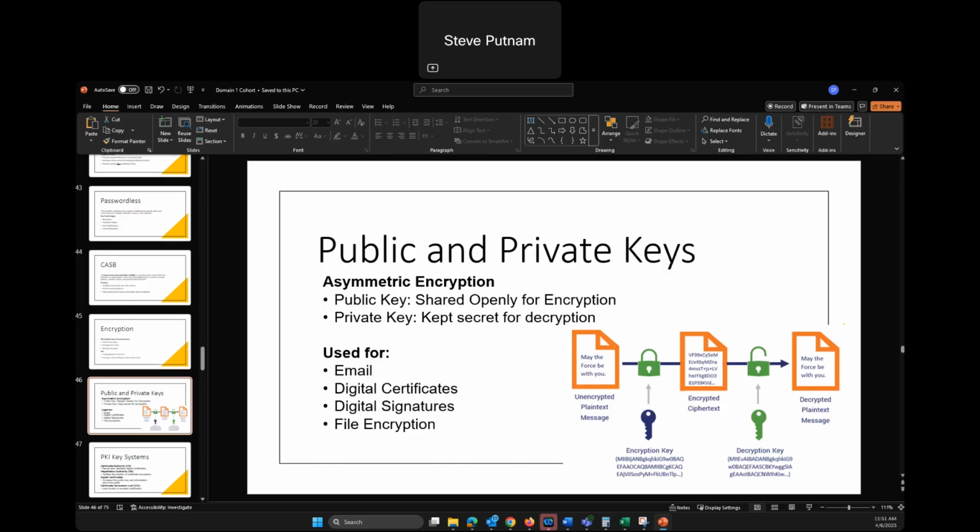So the benefits of PKI and asymmetric encryption: essentially authentication, right? That's the first one. It verifies the identity of users, devices, or services. It secures sensitive data during transmission because it's encrypted. With non-repudiation, digital signatures ensure that the sender cannot deny sending the message. And it's scalable. Public keys can be shared widely without compromising security.